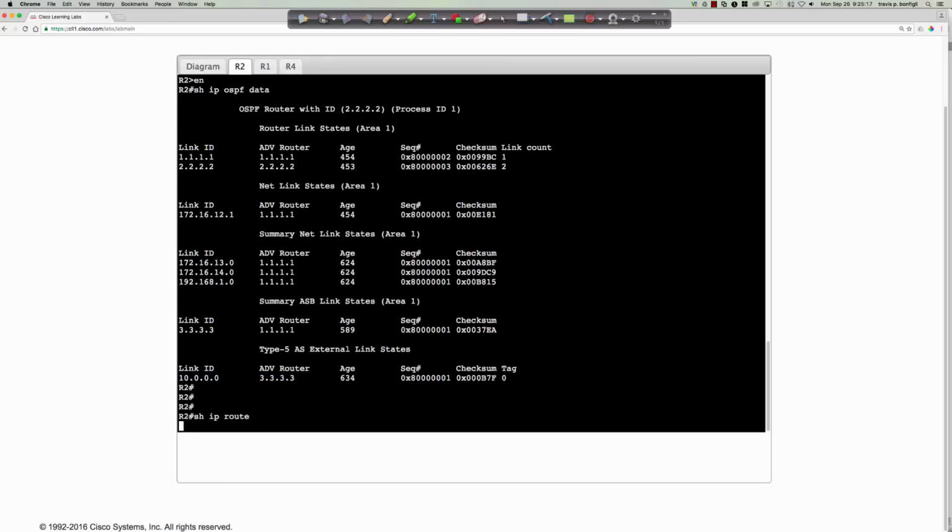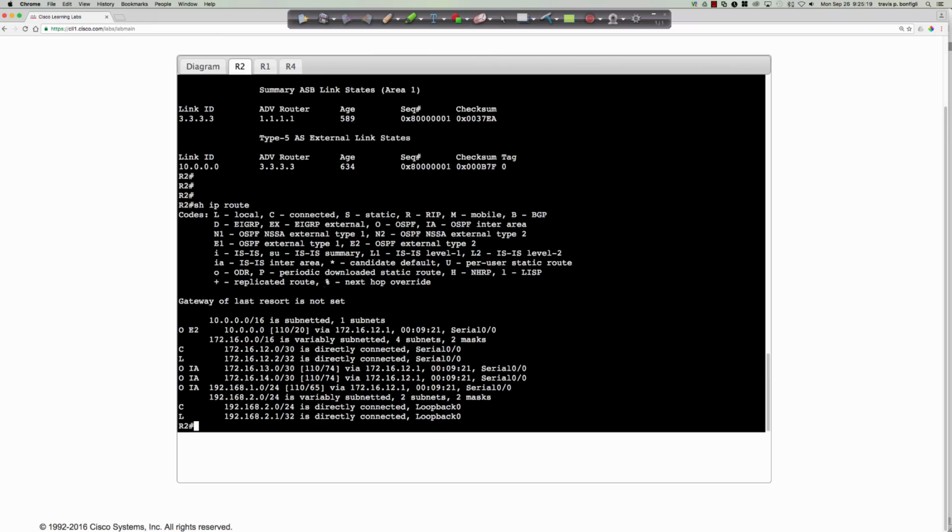Because if I say show IP route, and we're looking at that 10 network, there it is as an OE2. And you can see, what is the next hop address? 12.1. That is router 1. Because again, the link state database provides the router with the information needed to get to that next hop. Okay, and that was our Type 5 LSA.